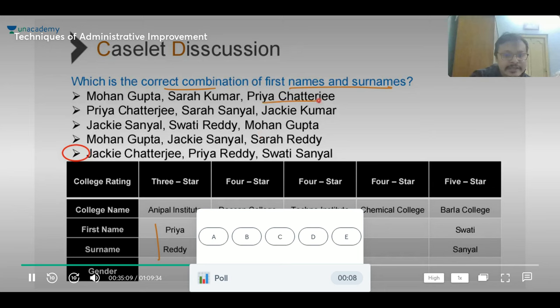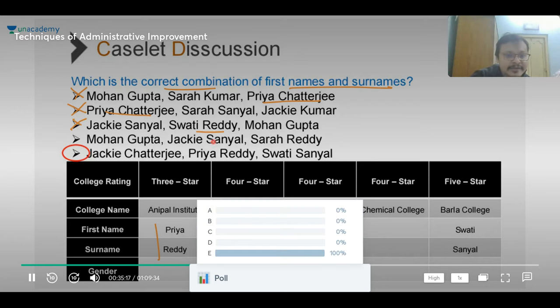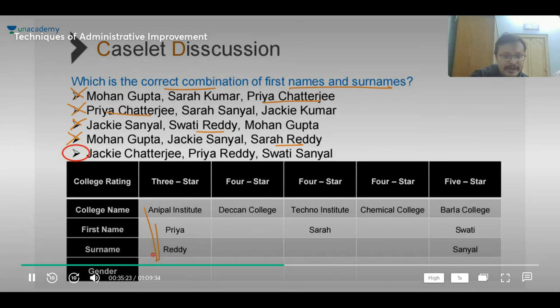The moment you see Priya Chatterjee, eliminate immediately. Similarly, Swati Reddy and Sara Reddy, eliminate immediately. The moment you had got the first clue in the set, on Priya Reddy and Anipal, you could have eliminated 4 options and marked the answer as option E. Effectively, 4 out of 5 questions done in the set.